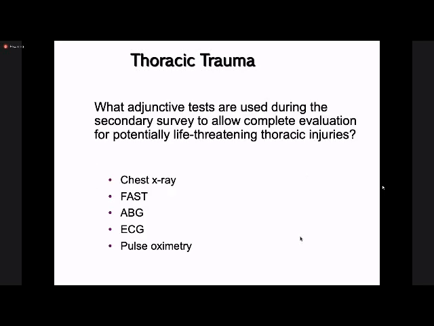So the commonest one that we use is a chest X-ray. All multiply injured patients should get a chest X-ray on admission. If you remember, Abhijit, I told you, the patient should never go to the X-ray department. The X-ray should come to the patient.